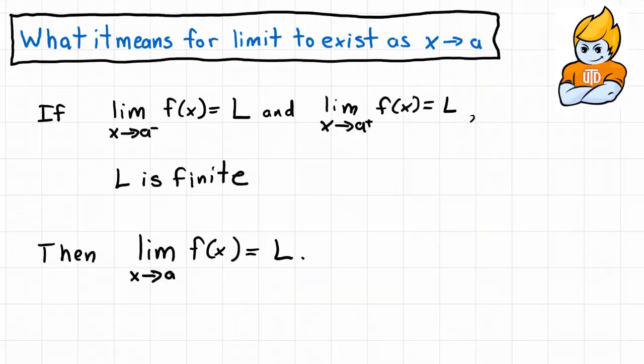Finally, let's be sure we are clear about what it means for a limit to exist as x approaches a. If the two one-sided limits are finite and equal to the same number L, then the limit of f as x approaches a is equal to that number L. So if the two one-sided limits are finite and equal, the limit exists, and we don't have to specify whether we're approaching a from the left or the right, because it doesn't matter.